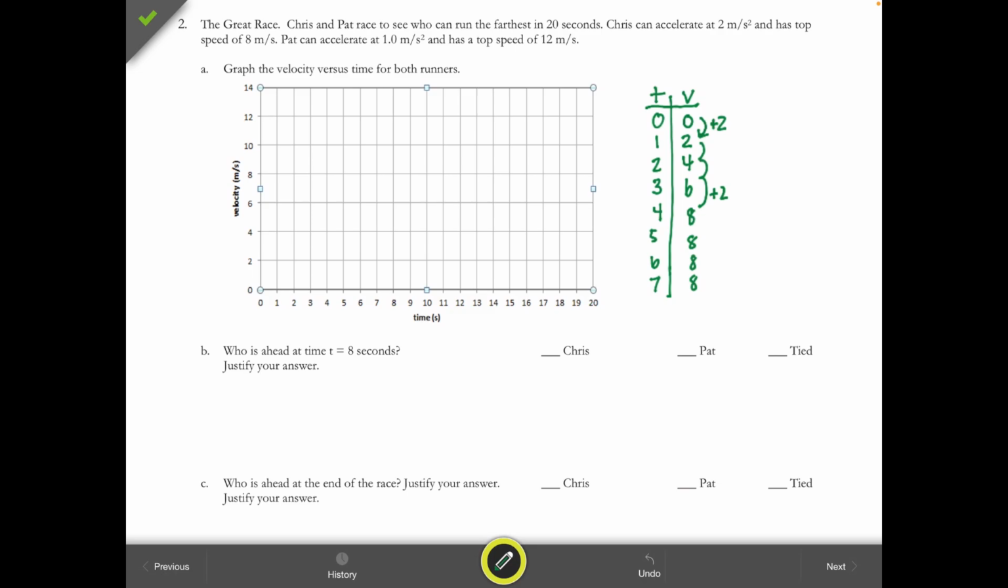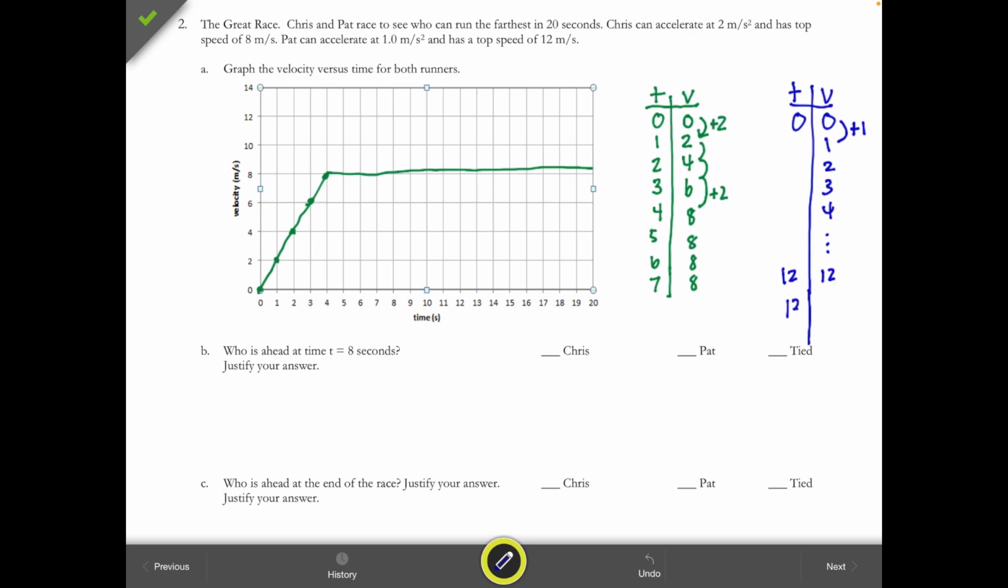So if I draw this out, Chris has the greater acceleration. So I'd be plotting the points 0, 0; 1, 2; 2, 4; 3, 6; 4, 8. Then Chris goes constant velocity the rest of the time. Pat accelerates at 1 meter per second squared, up to its top speed of 12. So doing the same sort of logic here, their initial velocity is 0, but every second of time that passes, the velocity increases by 1, all the way up to 12, which occurs at, obviously, 12 seconds. Afterwards, Pat stays at a velocity of 12 for the rest of the time.